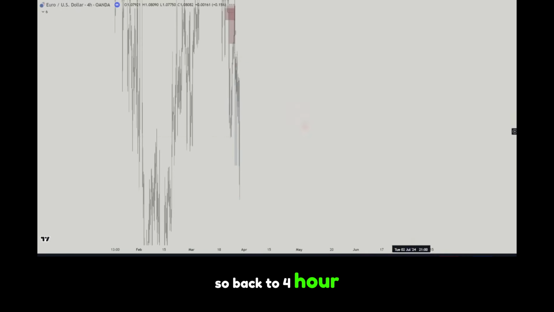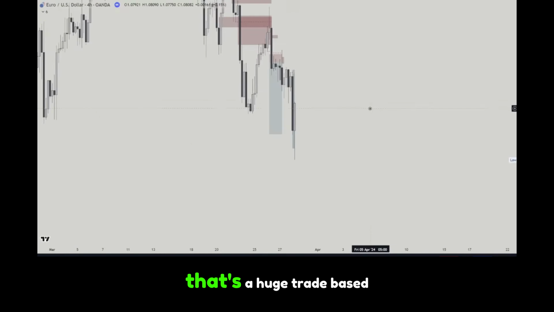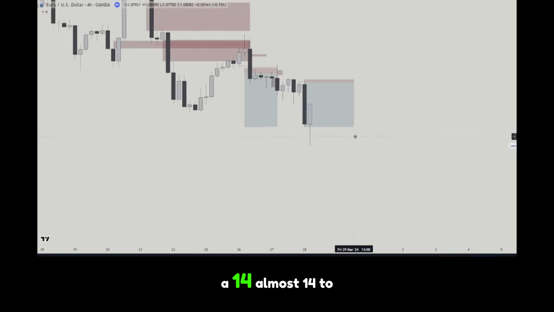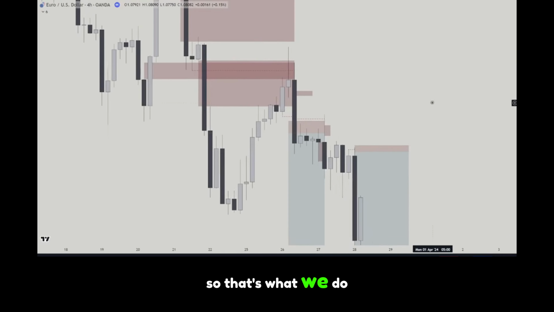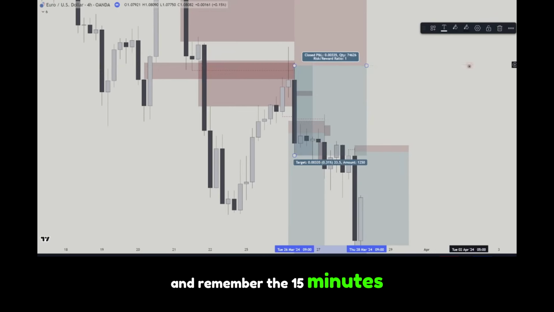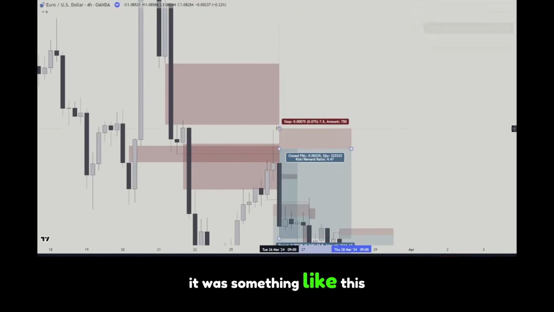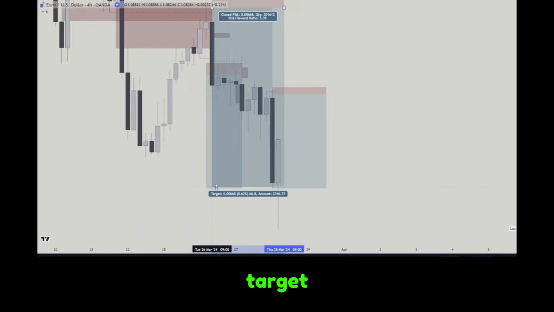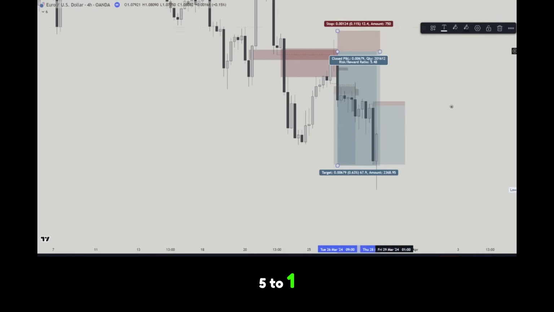So back to the 4-hour, and take a look at what happened here. That's a huge trade based on the 4-hour structure. So something like this, it's almost 14 to 1. So that's what we do. And remember the 15-minute, just by itself, it was something like this. 15-minute trade here, right? And then targeting the same target. There you go. That's a 5 to 1. So all of those trades, just based on one POI on the high time frame, we could look at it in different ways on the lower time frame.